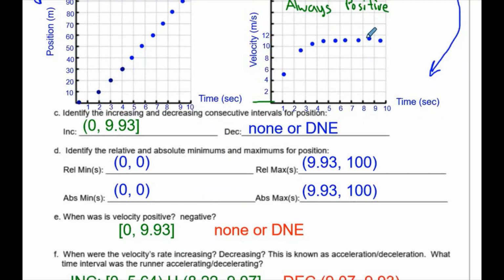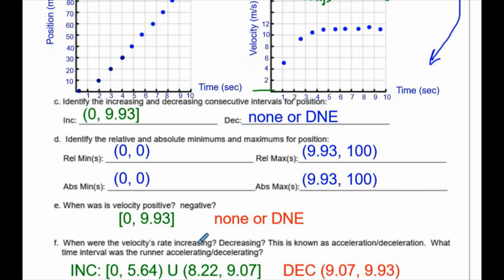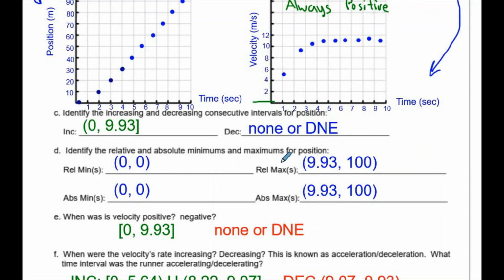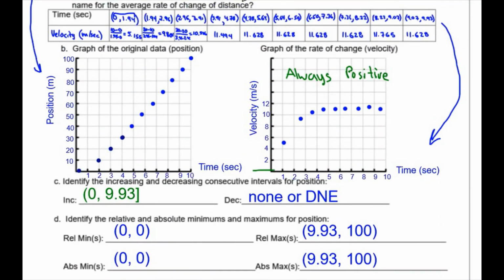So now here's where we get to these curvy aspects of the graph. When was the velocity's rate increasing or decreasing? This is known as acceleration or deceleration. And what time interval was he decelerating or accelerating on? When you look at the graph, it's a little hard to tell, but if you go back and look at the actual numbers, you can clearly see that starting from here, his rate is going up. So 5 and then 9, wow, he sped up there. He did it here. He did it here, meaning this value is bigger than this one. This one's bigger than this one.